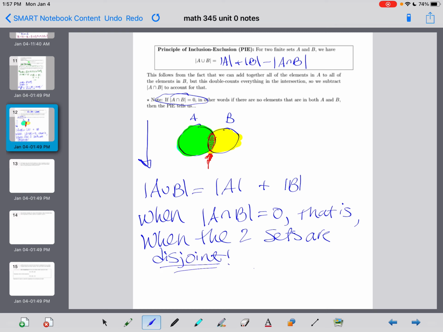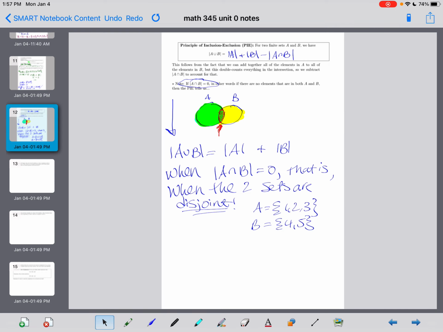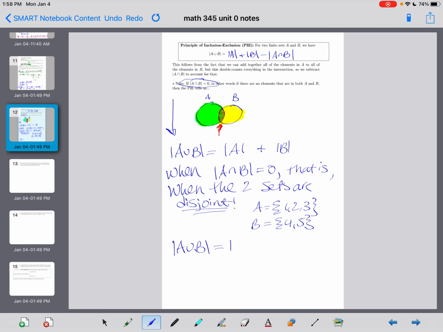Okay, so that makes sense, right? If A is equal to the set {1, 2, 3}, and B is equal to the set {4, 5}, they have nothing in common, and so when you union them together, you get everything in A along with all the new elements of B, so the cardinality of the union is equal to the cardinality of A plus the cardinality of B. But this formula only works when the two sets are disjoint, when they have no elements in common.